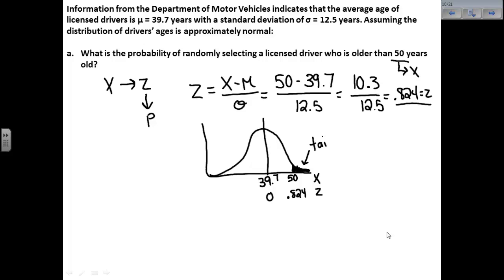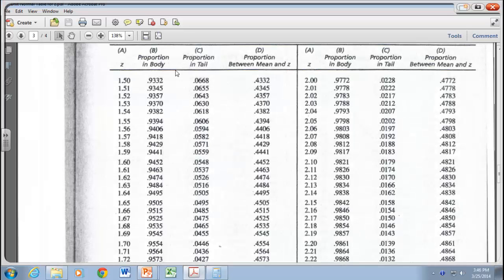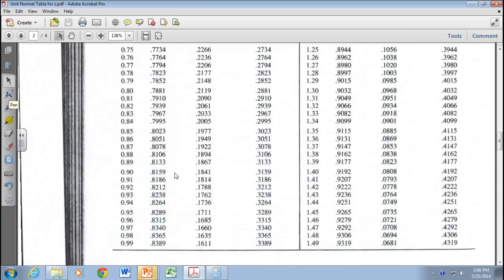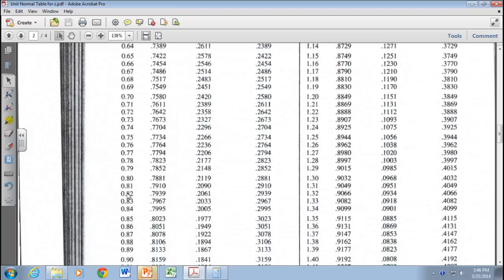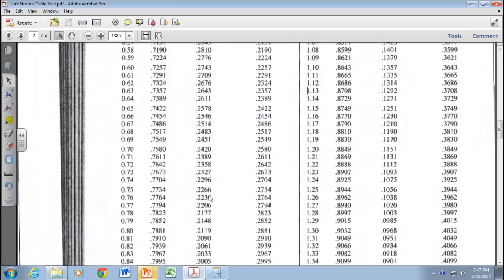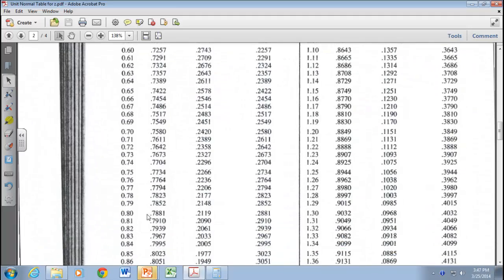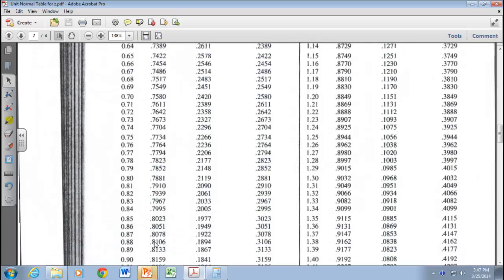It's totally a tail. It's the smaller part of the distribution. So we had the z-score of 0.824, and we find that z-score in this table here. So 0.82 if we round to the hundredths place. And proportion in the tail, 0.2061. Remember, proportion in the tail, z-score of 0.82, 0.2061.